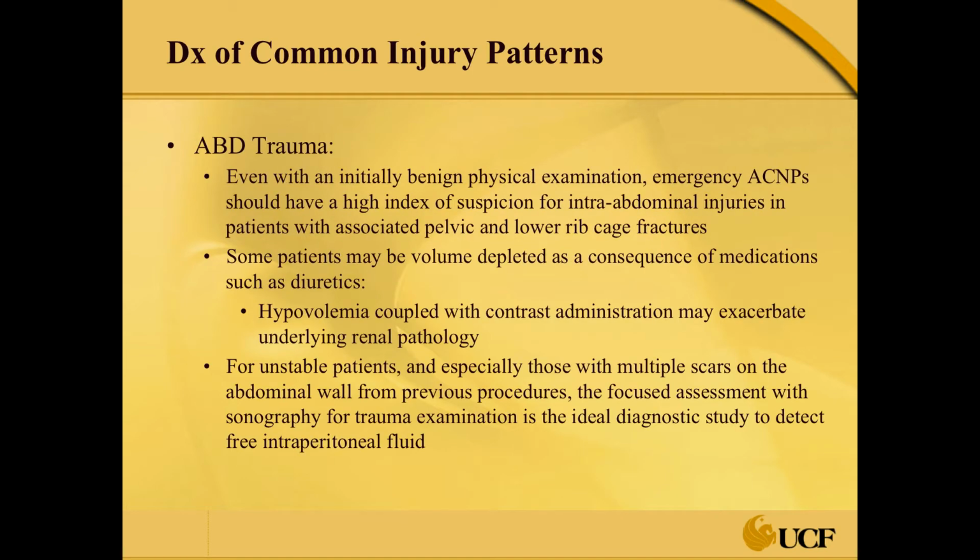and you're going to end up seeing these issues. Abdominal trauma: even with an initially benign physical exam, the emergency acute care NP should have a high index of suspicion for intra-abdominal injuries. If you've got a fractured pelvis or a lower rib cage fracture, these bony structures can become sharp when they become fractured and can obviously become internally penetrating injuries. So you need to be on the lookout for that.